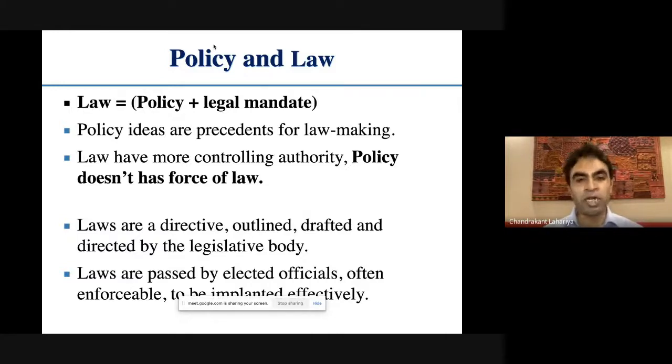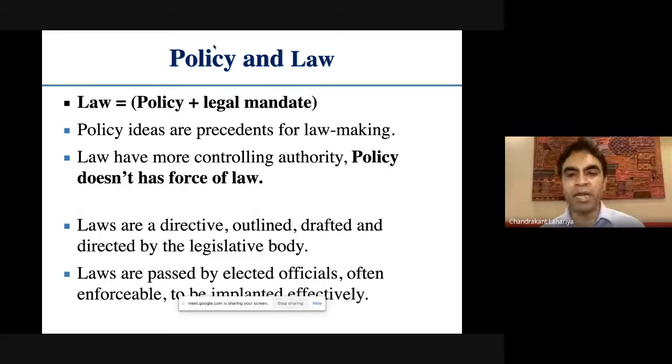Law has a more controlling authority, as you all know. Policy doesn't have that force of law. So law is required if you want to enforce, if you want to be more directive and take a legally enforced approach. So laws are directive, clearly outlined, then drafted, and always approved by the legislative body. Laws are passed by elected officials, and are often enforceable so that a particular approach is implemented effectively.